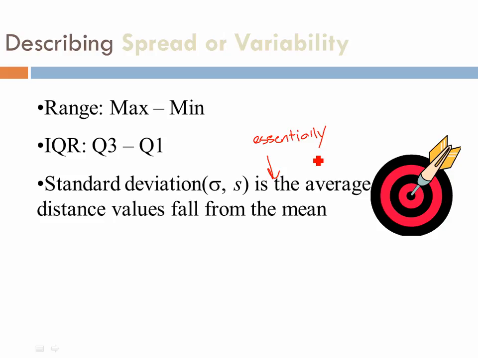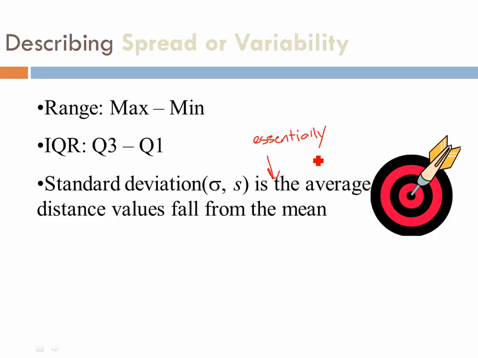Essentially. It is not exactly that. It is not exactly the average distance values fall from the mean. That'd be the mean absolute deviation. We're not doing that. Standard deviation is a little bit different. It was shown back in the day to be a better use of describing populations.